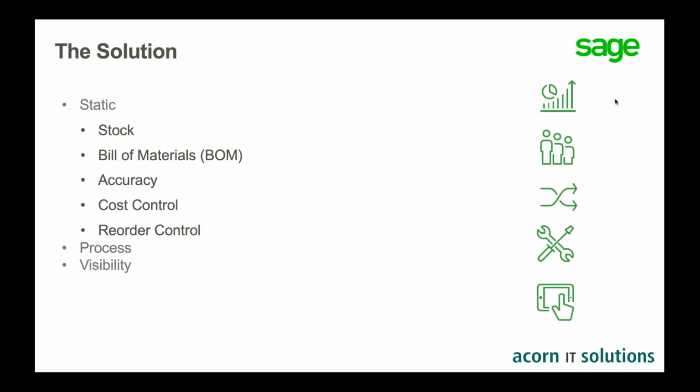So if you're the type of manufacturer who is taking that standard recipe and repeating it, or taking that recipe but then tweaking some of the components to fit a customer, but providing you accuracy of stock levels, cost control, and we can see reordering levels as well.